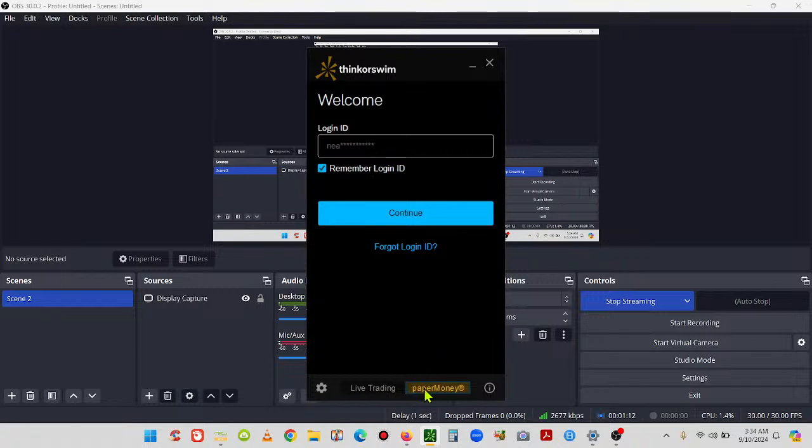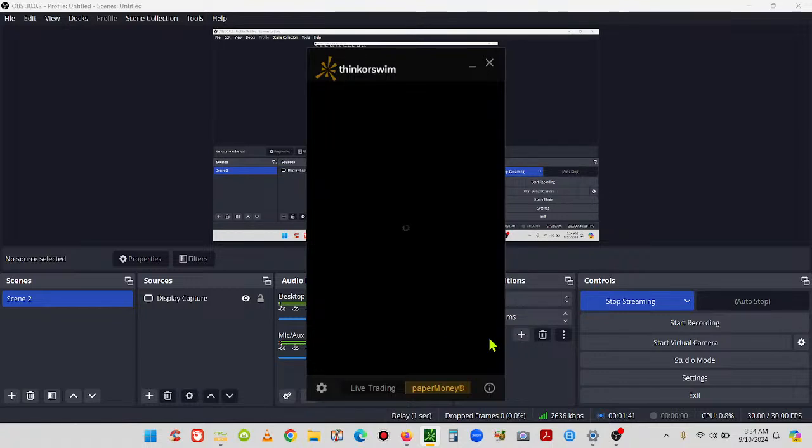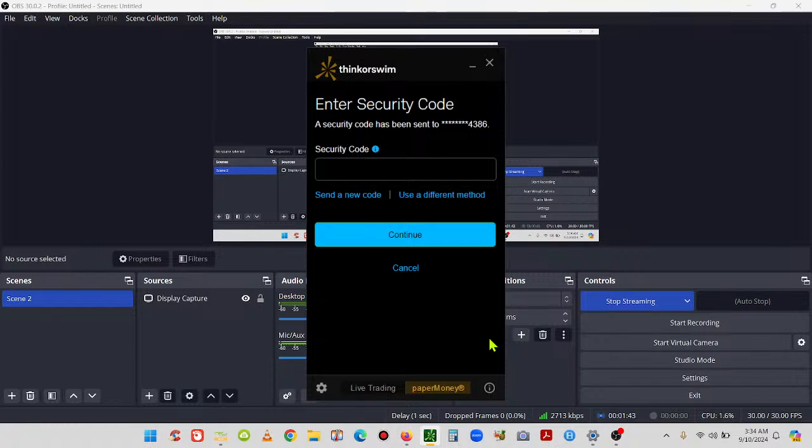Okay? And then you use your login ID. You do not go over here to live trading. You're going to choose paper trading. Continue. Put in your password. Log in. It's going to ask me for a code. I have to look up the security code on my phone.